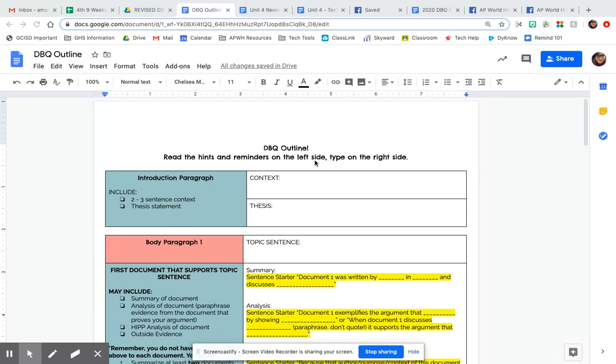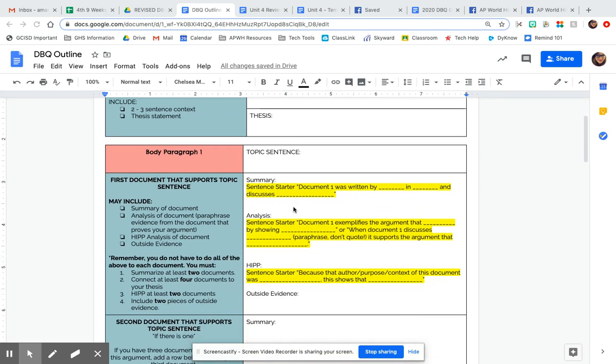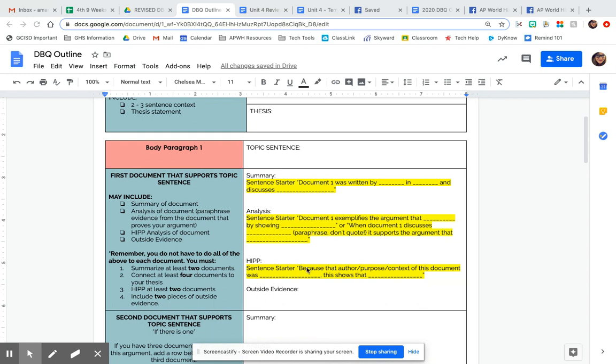fill this out. So here in the beginning, you can see that you've just got your introduction paragraph, which includes your context and your thesis. That's the same as every essay we've written this year, so that part shouldn't be too difficult. When you come down here, you'll see body paragraph 1.